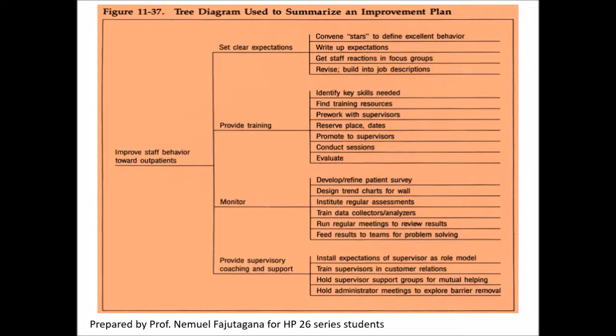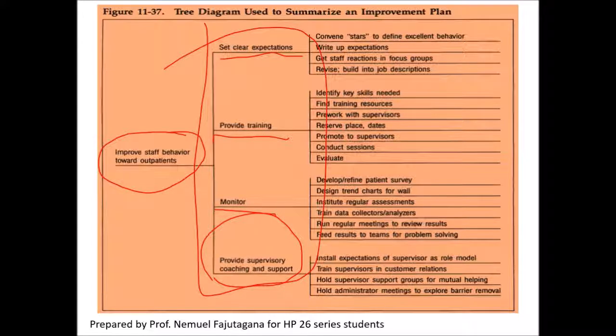Okay? So this one is improving staff behavior. Is it about set clear expectation, provide training, monitor, or provide supervisory coaching? So it's so many. But you can actually use all these approaches, right? So therefore, if you're doing this, you can have one particular goal with several strategies altogether done at the same time, right? While you are setting clear expectation, you are also providing training, you are also monitoring and providing support. At the end of the day, you will realize that you need to do all of this to be able to really make things happen.